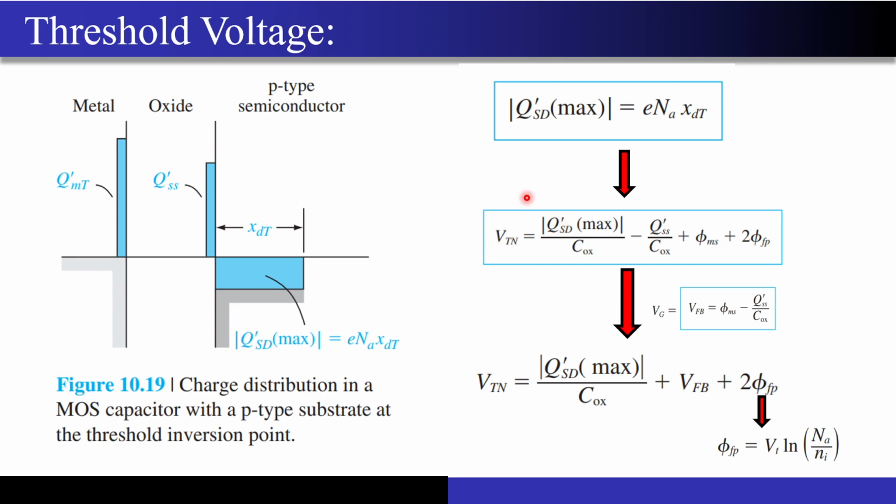our depletion region is completely maxed out. So this depletion region width at the threshold voltage will remain as XDT, right? This is why I have put XDT instead of a general depletion width over here. So this is the value of your QSD dash, correct? And if you ask me what this phi fp is, your phi fp is nothing but kT by q ln Na by ni, we already know that. And if you look at this term, phi ms minus QSS dash by Cox, we have seen this term somewhere, right?